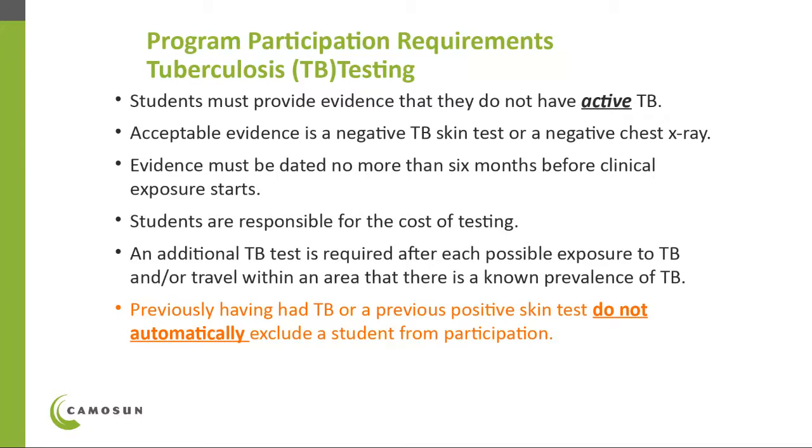Other requirements: students must provide evidence that you do not have active TB. That means you need to have a TB skin test or a negative chest x-ray, and it must be within 6 months of clinical start. So don't rush out and get it too soon. Your clinical starts in September, so you want to make sure that you're not doing it the year before. Students are responsible for the cost of that testing.